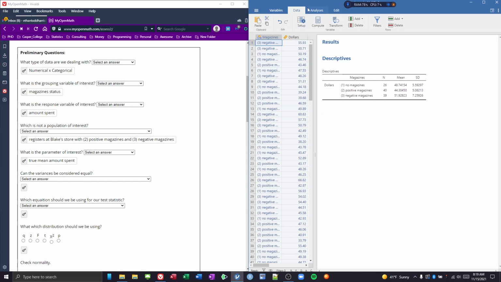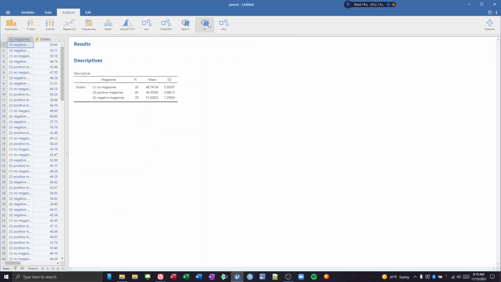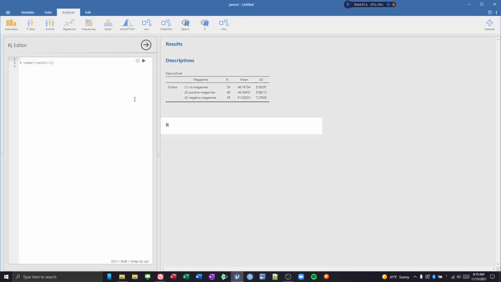So we can do this real quick inside of R. Let's go grab our RJ editor real quick. I'm going to type options digits equals like 7 or 8 right now, and just give us enough decimal places so that it looks good.